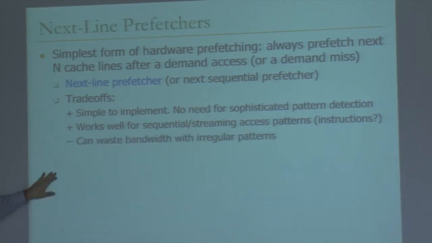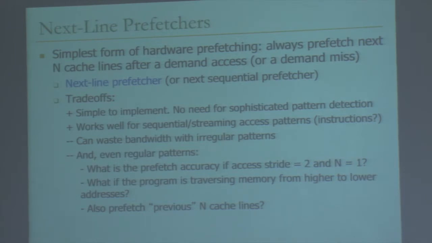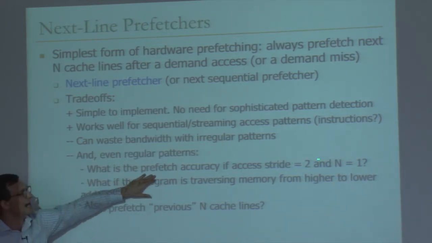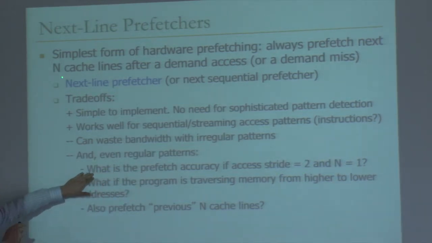The downside is it can waste bandwidth with irregular patterns. In fact, it can waste bandwidth with regular patterns also. For example, if you have an access stride of 2, and if your N is 1, what's your accuracy?